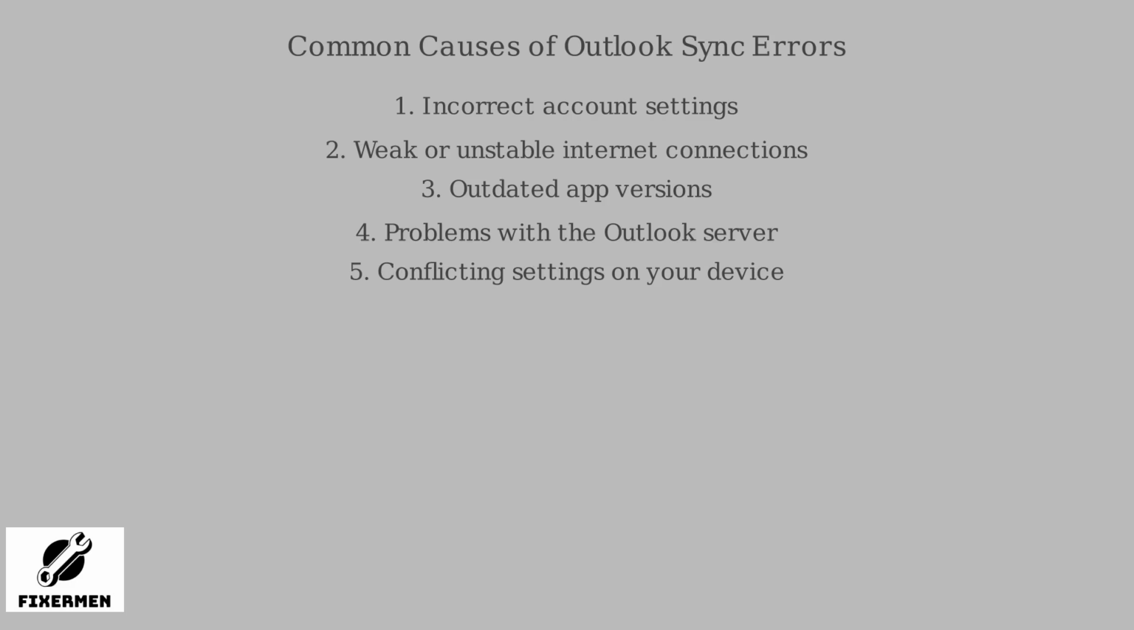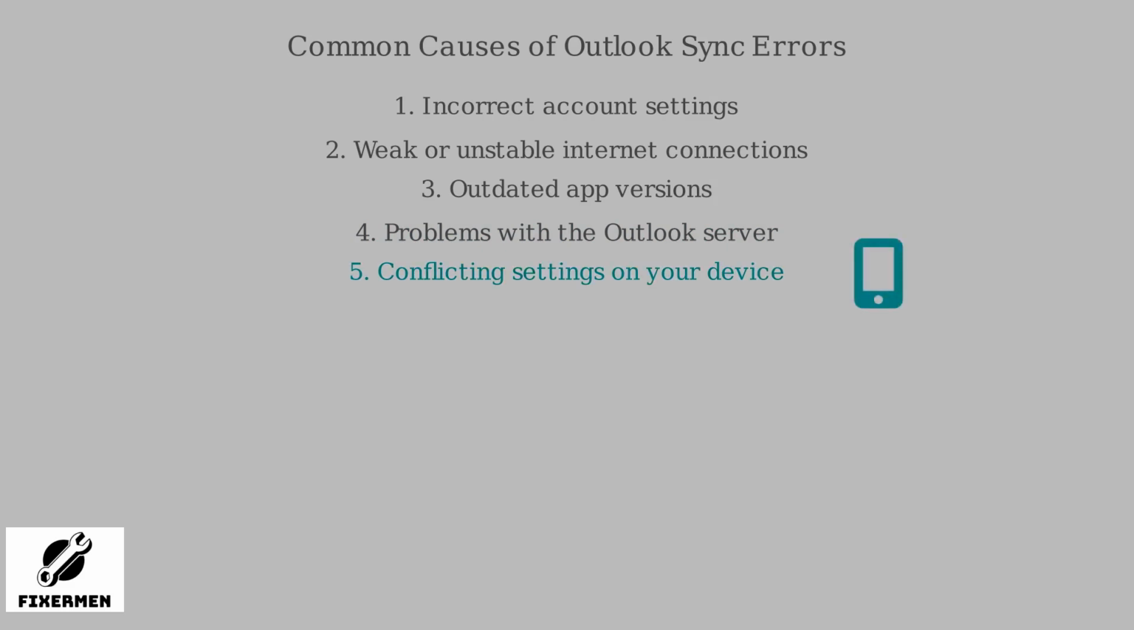Weak or unstable internet connections can interrupt the sync process, leading to timeouts and failed updates. This is especially common on cellular data or poor Wi-Fi. Outdated app versions can cause compatibility issues with newer operating systems or server updates. Always keep Outlook updated to the latest version. Problems with the Outlook server, such as outages or maintenance, can prevent syncing. Microsoft servers occasionally have downtime that affects sync.